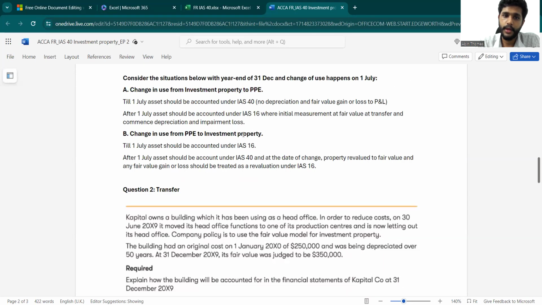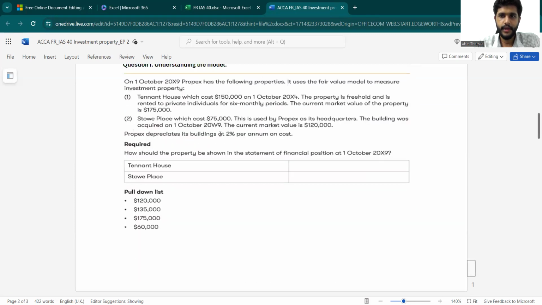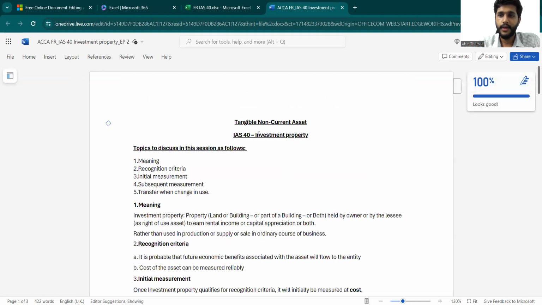And in the case of PPE to investment property, at the mid of the year, if there is any revaluation, the mid-year data has to be taken and it is initially measured at fair value. If there is any fair value increase or decrease, we have to take that gain or loss under the revaluation model in IAS 16. At last, we have seen the disposal gain or loss has to be taken to the P&L account. So we come to the end of this session. I hope all have got the idea about how we can account for IAS 40. Have a nice day.